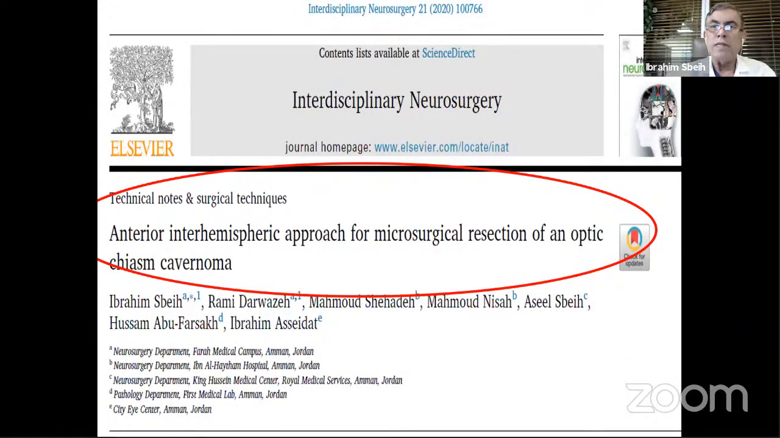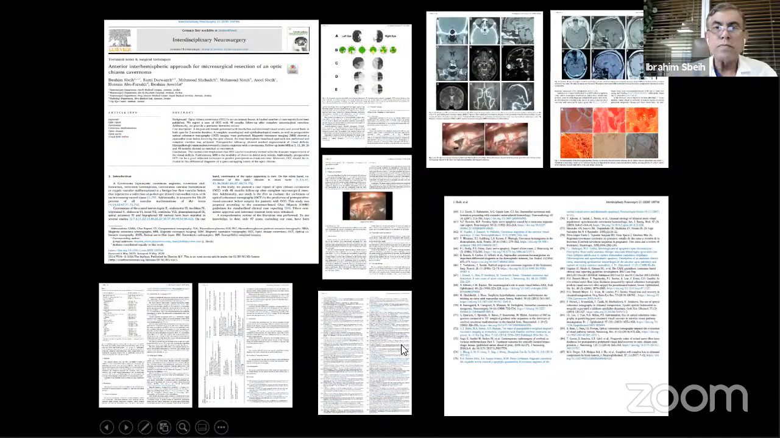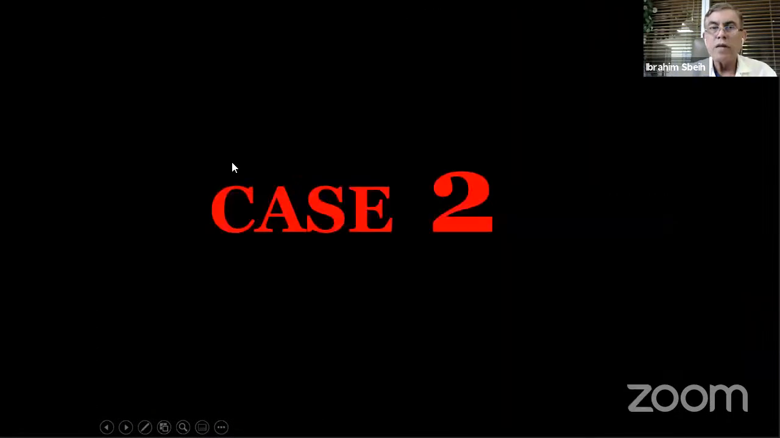We demonstrated that. For this, we sent this case for publication, and it was published in Interdisciplinary Neurosurgery, 2020: anterior interhemispheric approach for microsurgical resection of an optic chiasm cavernoma, Abu Sway, Hussam Abu Farsakh, and others. And here's the paper, if you want to look at it. As I said, her vision remarkably improved.